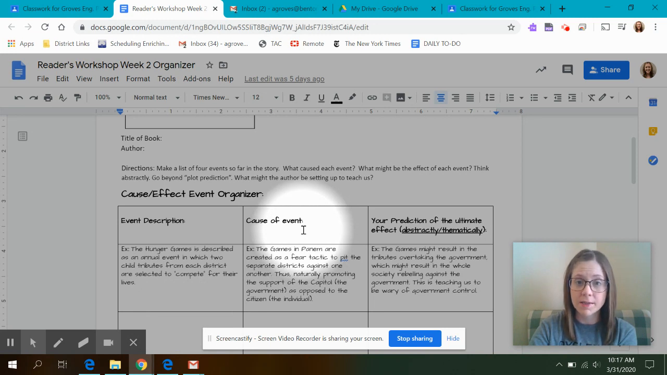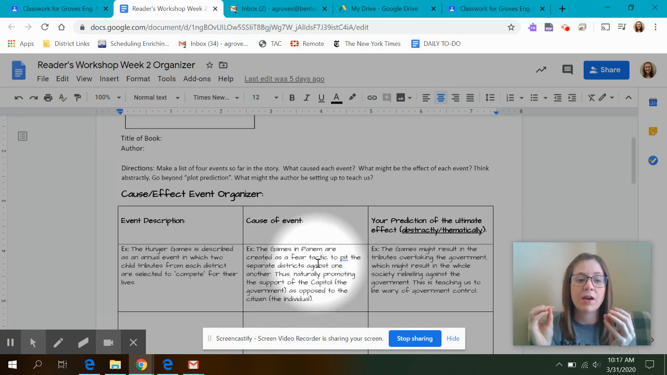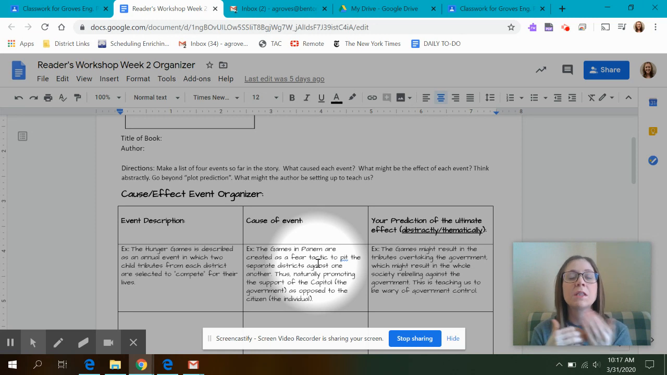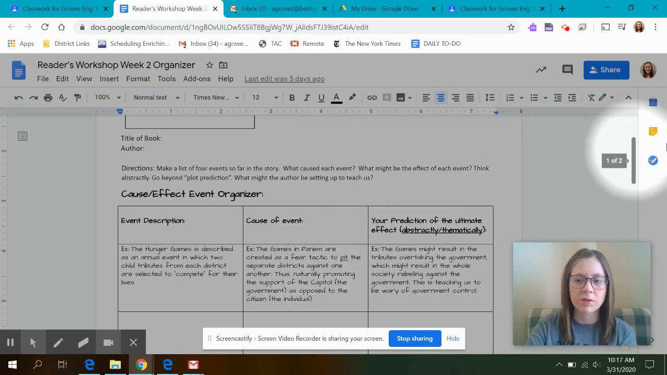What caused each event? So what was the cause of each of these big events? And it might be common sense. So if 2 characters get married, the cause of the event is that they're in love, right? So it could be something that's really obvious, or it could be something that's not so obvious. When you read my examples, you'll see that I chose the Hunger Games as examples, and so you'll be able to get an idea of what that looks like. If you're reading the Hunger Games, just don't use that one example that I've given you.